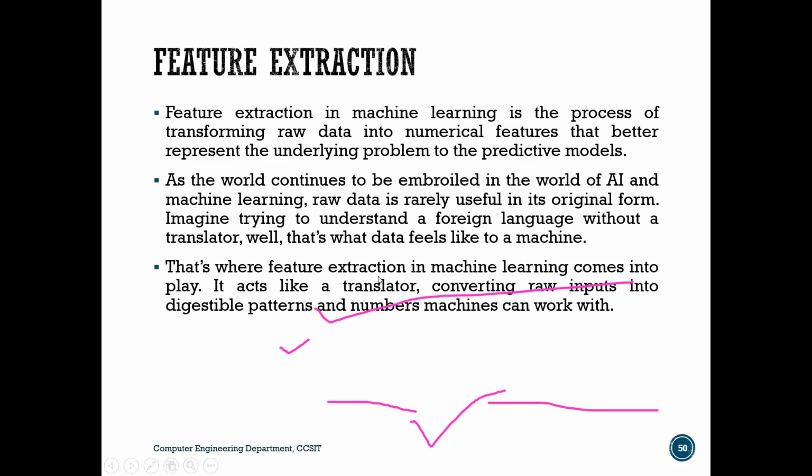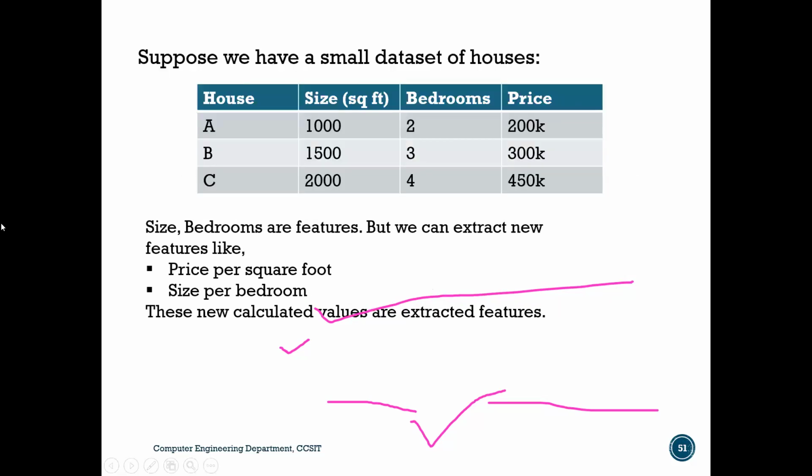But whenever we are extracting features in machine learning, it is like we are using a translator, which converts raw input into a digestible pattern, and the machine can easily work with that. So it is very important to do feature engineering. Now I will give you a small example so you will understand why we need this.